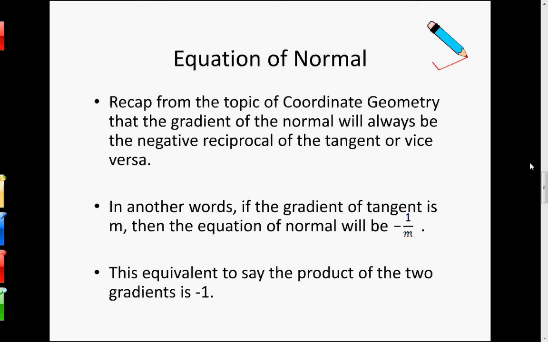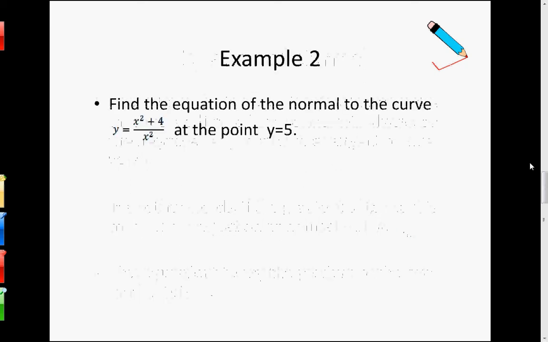Okay, so next we want to move on to the equation of the normal. You have to recap from coordinate geometry that the gradient of the normal will always be the negative reciprocal of the tangent, or vice versa. In other words, if the gradient of the tangent is m, then the gradient of the normal would be minus 1 over m. This is equivalent to saying that the product of the two gradients is minus 1. Now we will find the equation of the normal to the curve y equals x squared plus 4 over x squared at the point y equals 5.